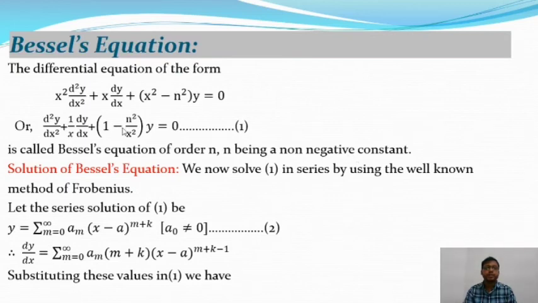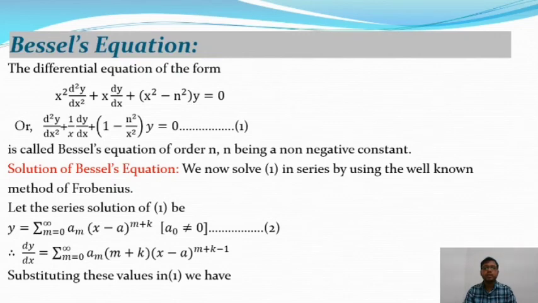So the Bessel's differential equation is either x square d2y/dx2 plus x dy/dx plus (x square minus n square) y is equal to 0, where n is any non-negative constant, or it can be written as d2y/dx2 plus 1/x dy/dx plus (1 minus n square/x square) y is equal to 0. Now here is the solution of the Bessel's equation.